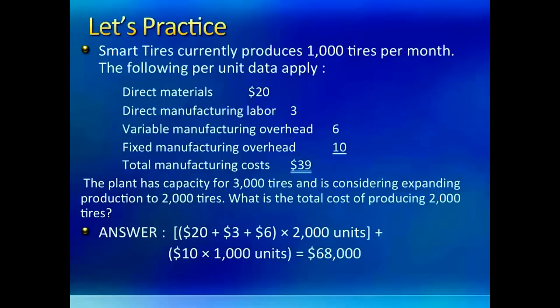So total fixed cost should be 1,000 times 10 equal to $10,000, and it will not change until the company reaches the top of its relevant range, which is 3,000 units.